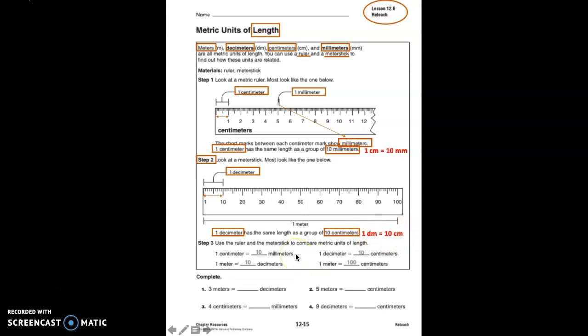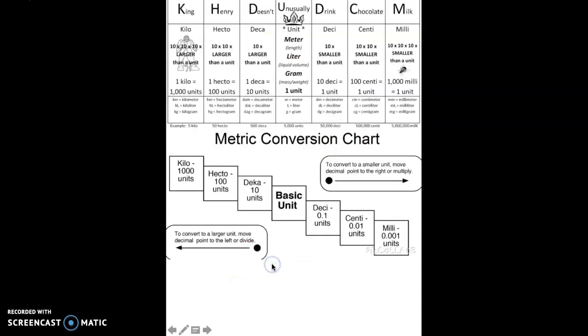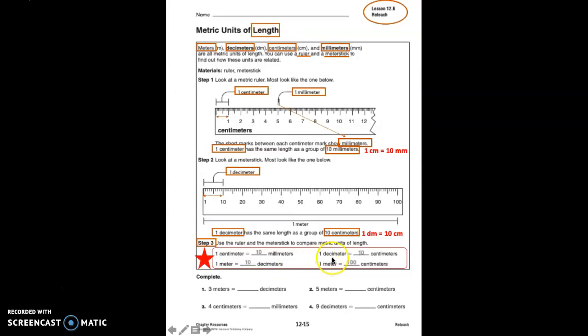Let's look at step 3. Use the ruler and meter stick to compare metric units of length. So this is going to be important. This is going to help us solve the problems below. So let's take a look. 1 centimeter equals 10 millimeters. 1 meter is 10 decimeters. 1 decimeter equals 10 centimeters. And 1 meter equals 100 centimeters.